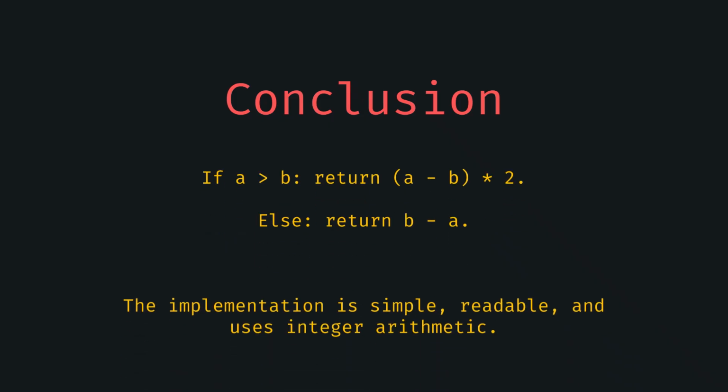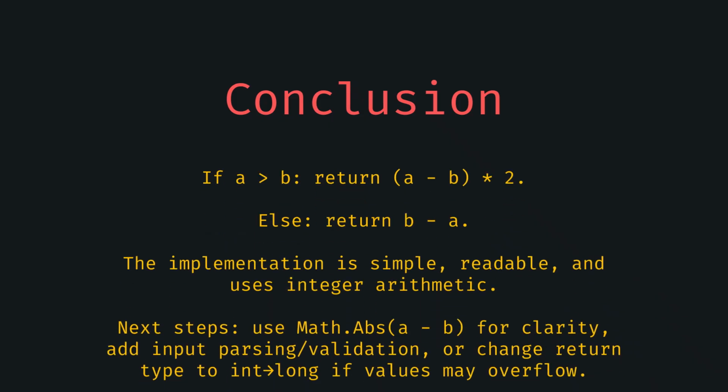To wrap up, we've implemented a concise function that returns the absolute difference between two numbers, doubling it when the first number is larger. For clarity, you could rewrite the code and add input parsing or overflow handling for production code. Great work! Try refactoring the function to use Math.Abs and compare the readability.